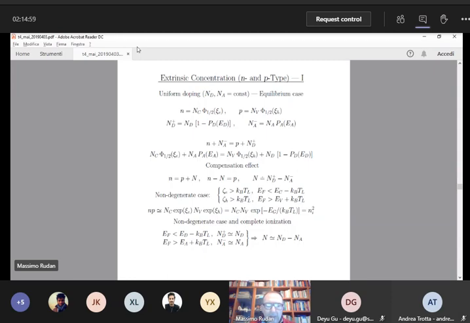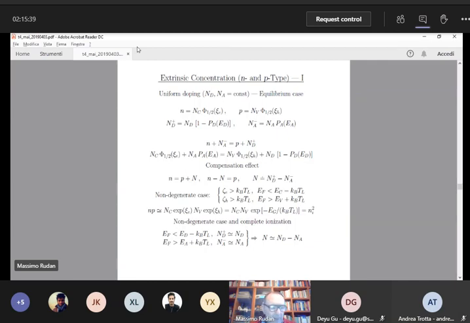The concentration of the electrons is proportional to the Fermi integral of order 1/2 of parameter psi e. That of holes is NV times the Fermi integral of psi h, ND plus as the old expression as before, ND times 1 minus PD, calculated at ED. And finally, NA minus is equal to NA times PA of EA.